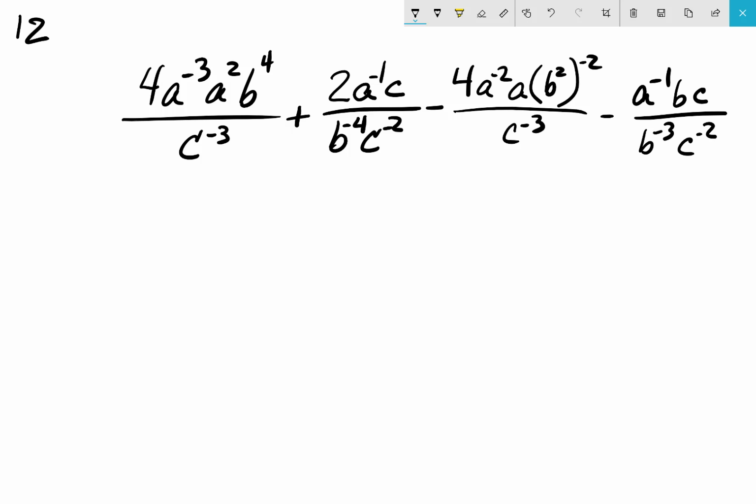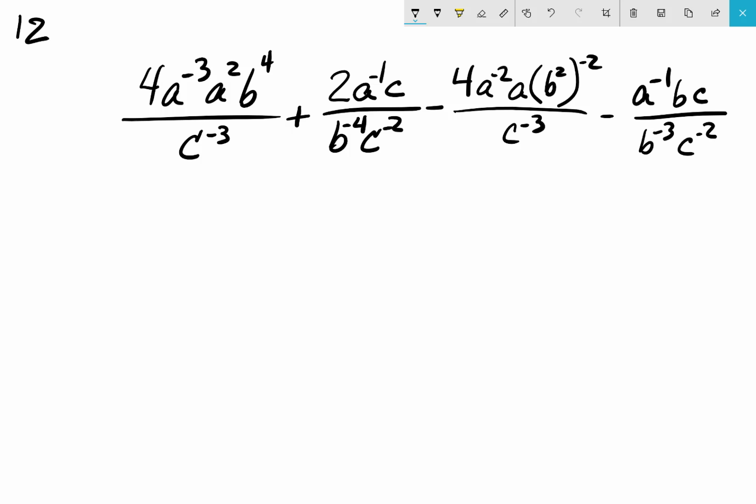Okay, this is number 12. And we are supposed to add like terms. Remember, like terms have the same exact exponents on the same exact variables. Now, right now, you can't really even tell what the like terms are because each fraction needs to be simplified so that it only has one a, one b, and one c in it with their exponents.